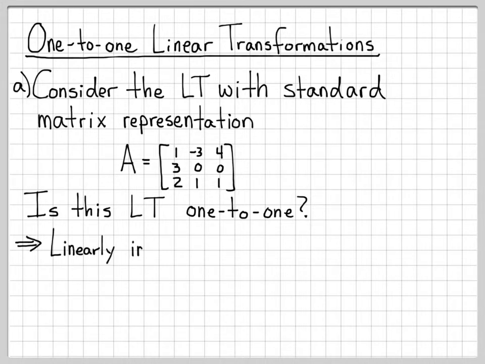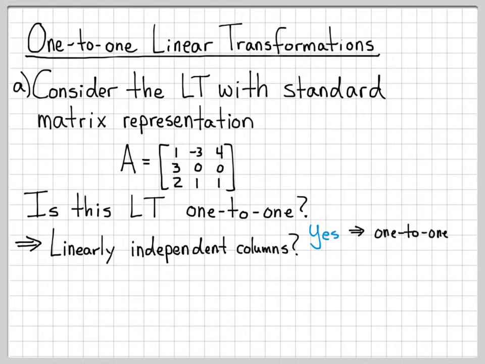Looking at this linear transformation, what we need to determine, really, for it to be one-to-one, is whether this linear transformation is comprised of a matrix that has linearly independent columns. If it has linearly independent columns, then we know that this linear transformation is one-to-one. That's how you check if a linear transformation is one-to-one. If it has linearly independent columns, it is one-to-one. If it has linearly dependent columns, it is not one-to-one.